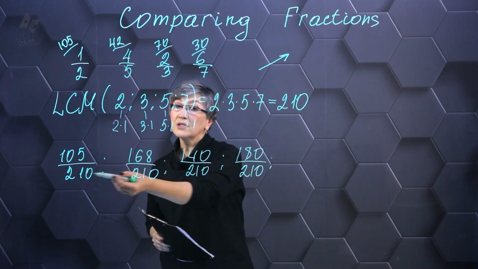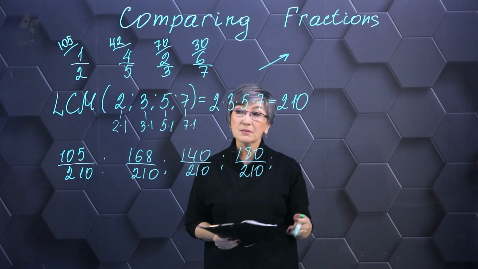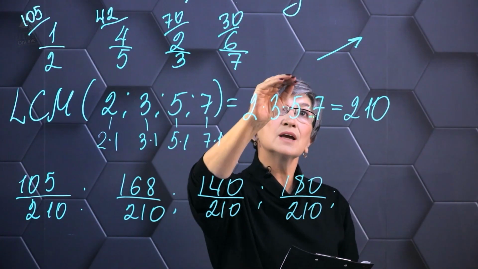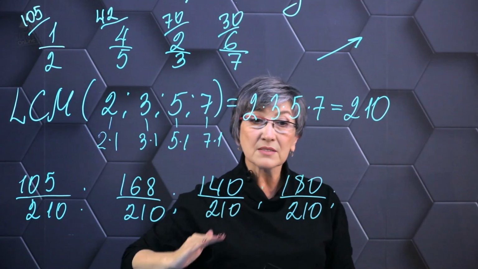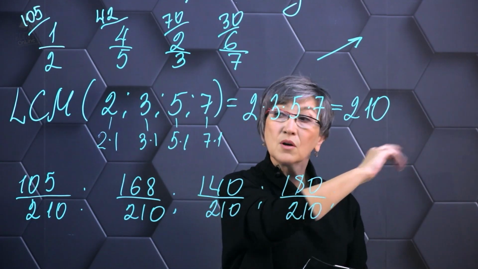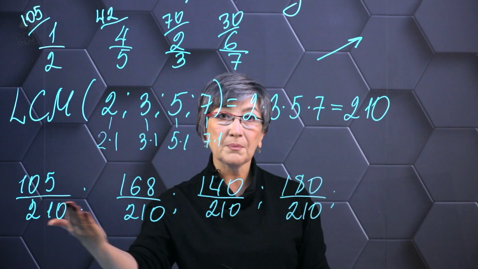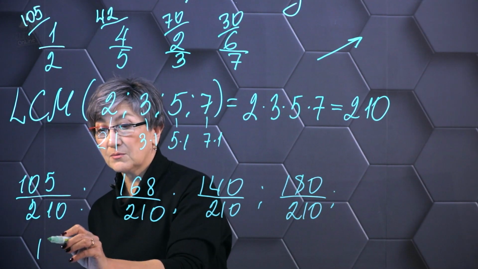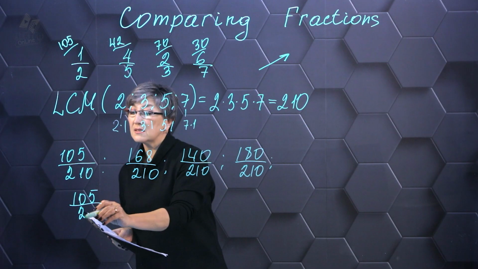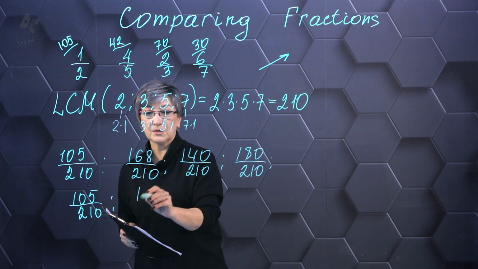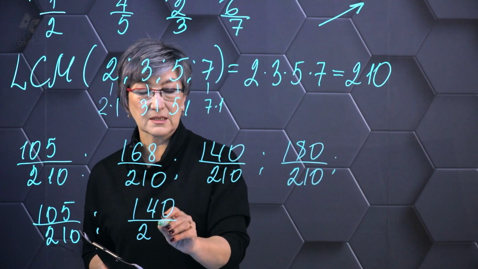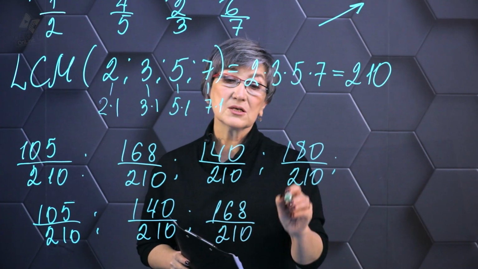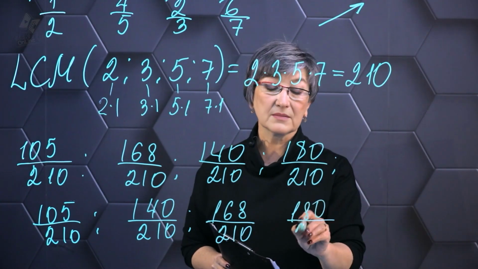Now look at the fractional numbers that we've got. Once again, coming back to our task, we need to put them in ascending order, that is, from the smallest to the largest. I can clearly understand which fractional number is the smallest here. Of course it is 105/210, then I have the fractional number 140/210. Next 168/210 and 180/210.